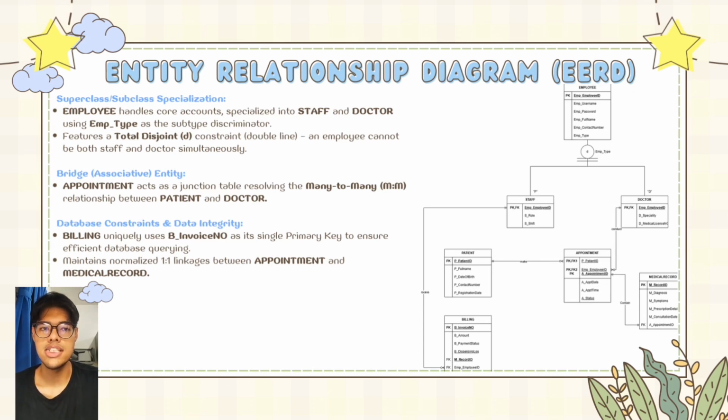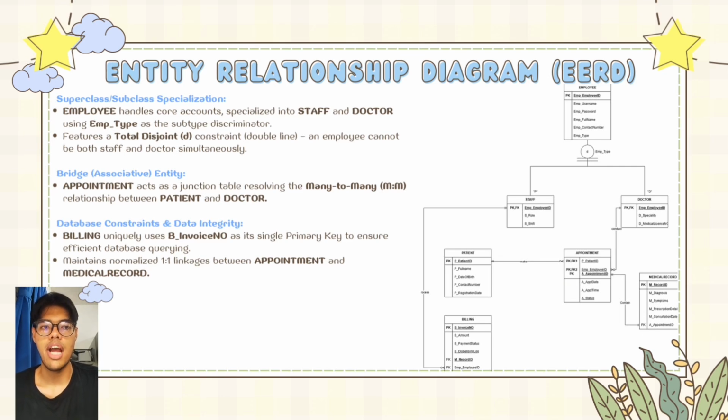Next, let us focus on the core transactional flow of the clinic. A major highlight of our schema design is the appointment table. In system analysis, patients and doctors share a many-to-many relationship, since a patient can see multiple doctors and a doctor can treat multiple patients. To resolve this, appointment functions as a solid bridge or associative entity. It maps this relationship cleanly using composite foreign keys while keeping a unique A_appointment ID as its distinct primary key.